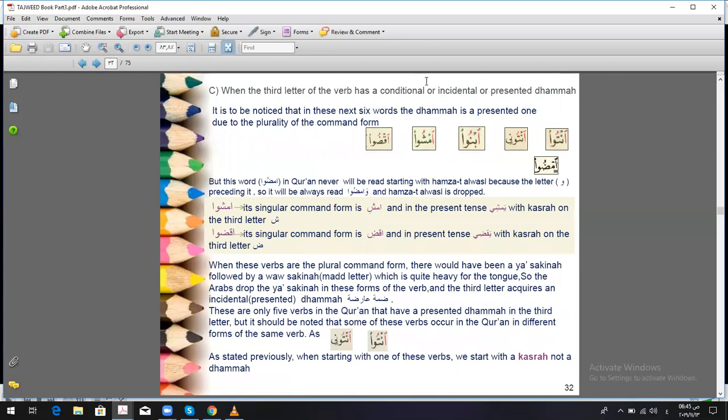when the third letter of a verb has a present Dhamma, like أؤتوا, أؤتوني, ابنوا, امشوا, اقضوا. It's ooh, ooh, ooh. All of it, you will make it with Dhamma.